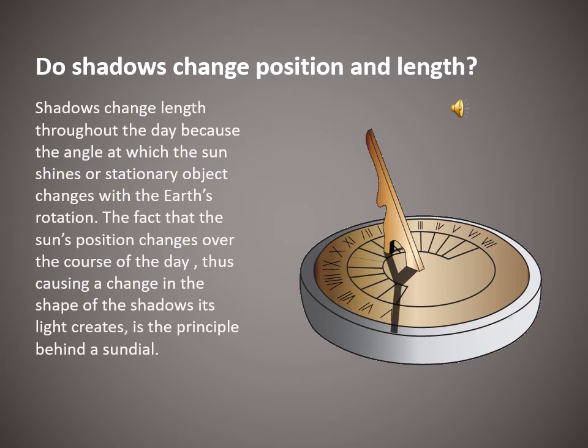Do shadows change position and length? Have you ever noticed? Shadows change length throughout the day because the angle at which the sun shines on a stationary object changes with the earth's rotation. The fact that the sun's position changes over the course of the day, thus causing a change in the shape of the shadow its light creates, is the principle behind a sundial.